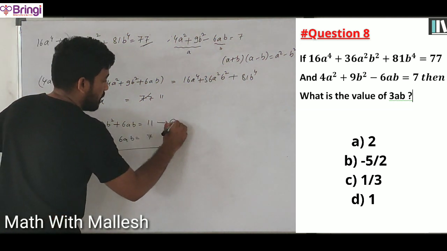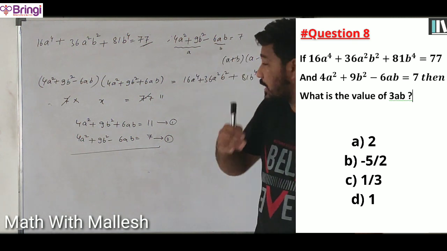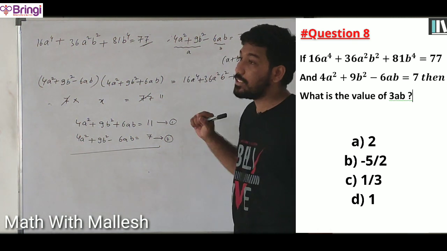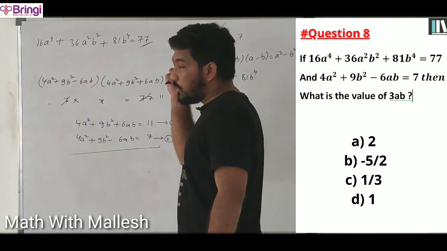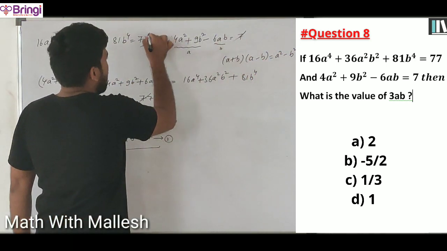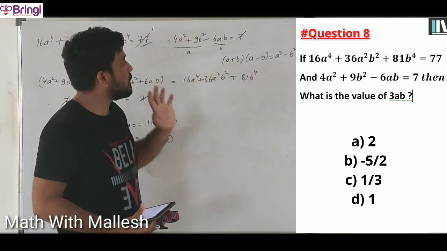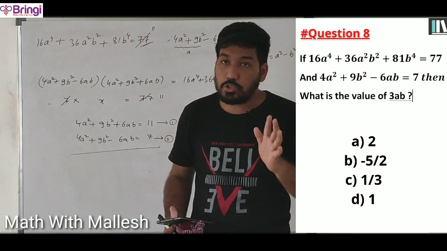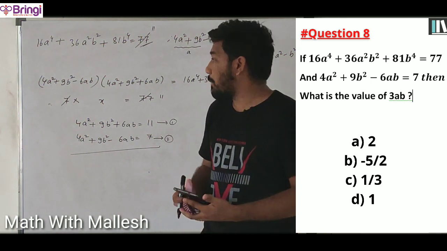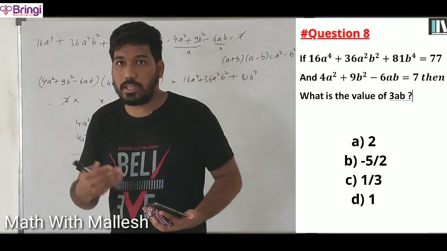This is the first equation and this is the second equation, and the student has to be at the level that he can write these two equations directly. All these things you need to do in your brain. See, suppose here 77 is there, here 7 is there, 7, 77, 11 times will cancel. So 4a square plus 9b square plus 6ab is going to be 11. You should do it in your mind, but I cannot do it in my mind to explain to you. I need to explain it on the board, so I will take much time to explain.